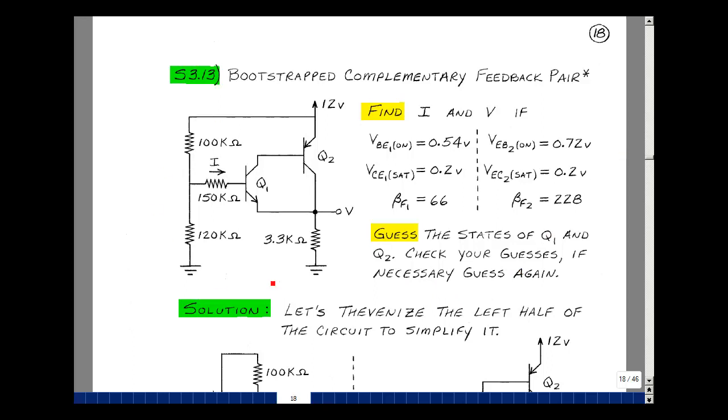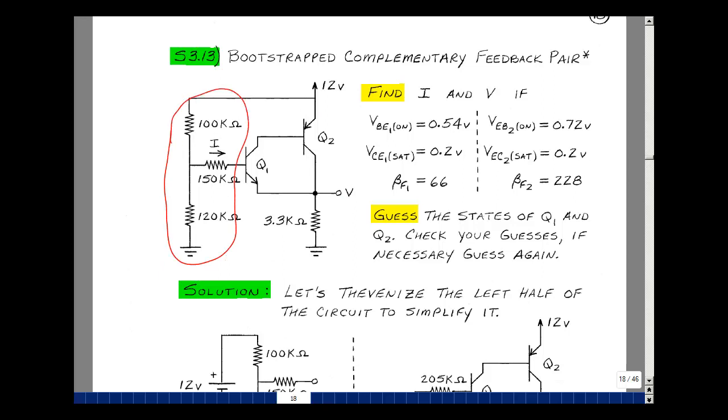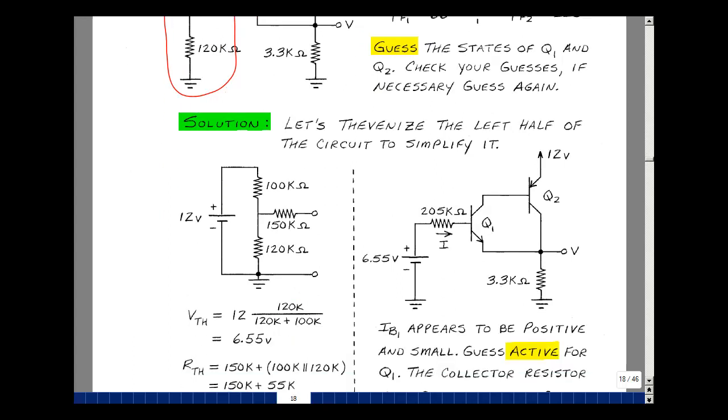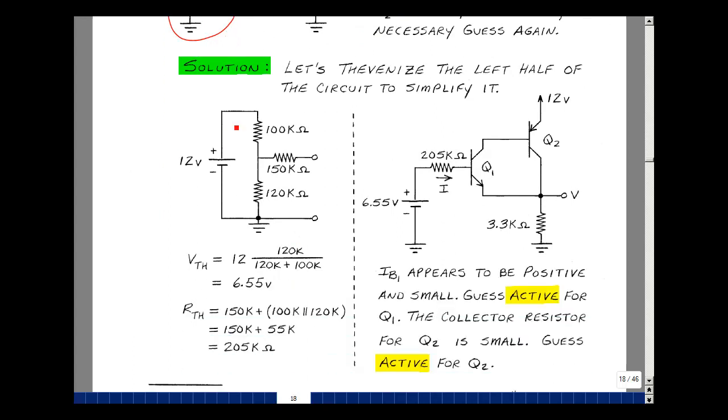The circuit's got a lot of stuff in it. Let's try to simplify it by taking this part of the circuit and Thevenizing and putting it back. That'll get rid of a loop in our analysis. We draw this down here, where I've got a 12-volt power supply to ground, a 100K resistor, a 120K to ground, and a 150K feeding the base of Q1.